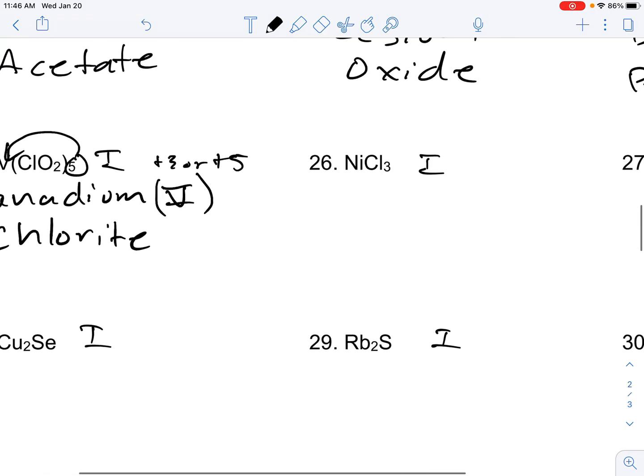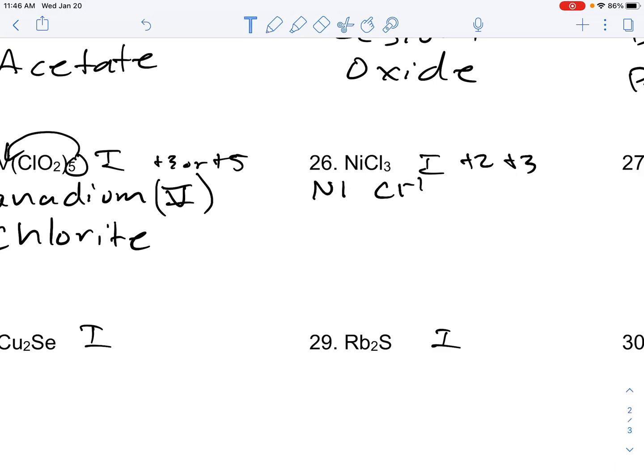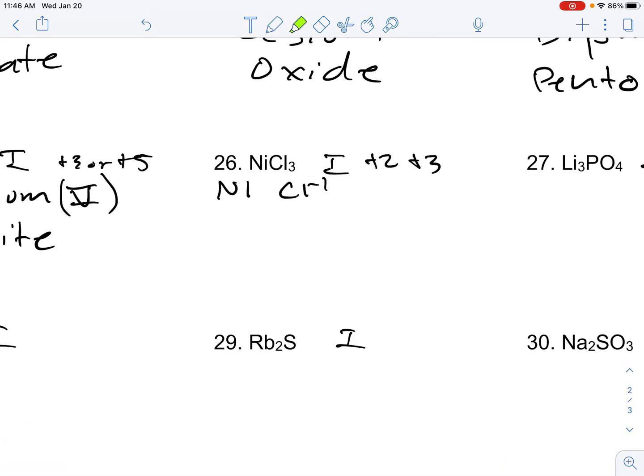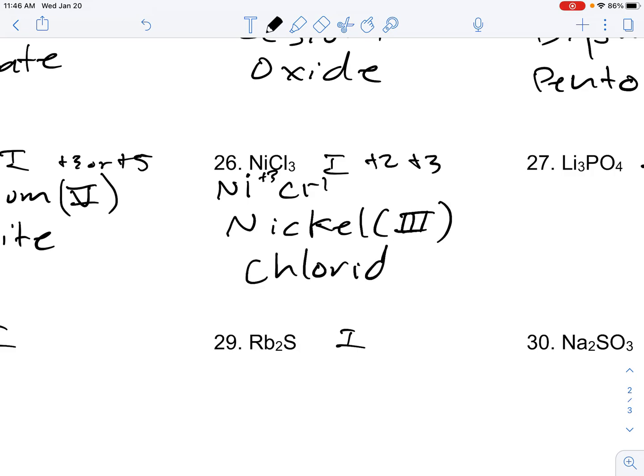Okay. Similarly, here nickel can be a +2 or a +3. Since Cl is a -1, I know that nickel has to be a +3 in order for that to happen. So that means it's going to be nickel 3 chloride.